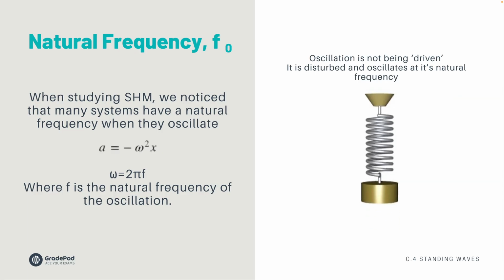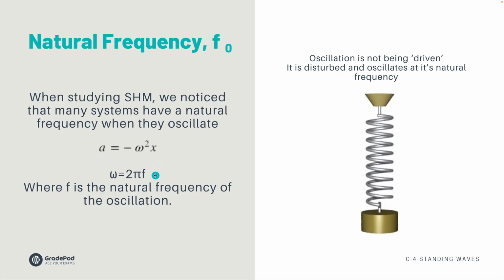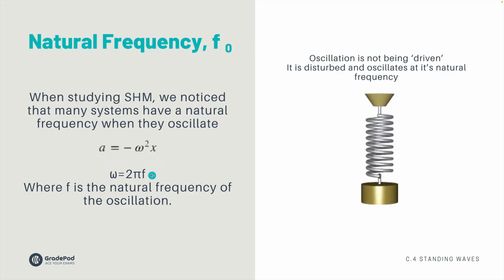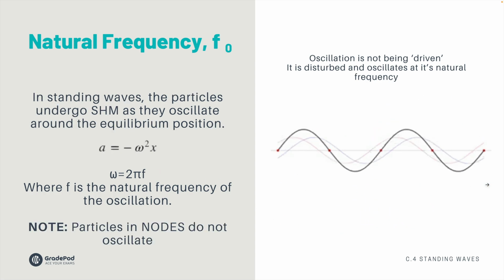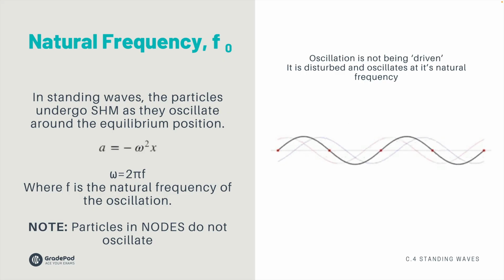I'll give you another example. This is the mass in the spring system, but vertically. This mass is oscillating at its natural frequency. It's been disturbed, and then it's left to oscillate. And again, it follows this defining equation of SHM, where the omega is given by f, that's the natural frequency. When you displace a pendulum bob and then allow it to oscillate as shown on screen, it oscillates with a natural frequency, f.